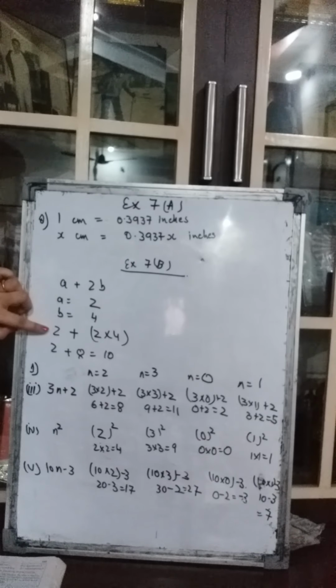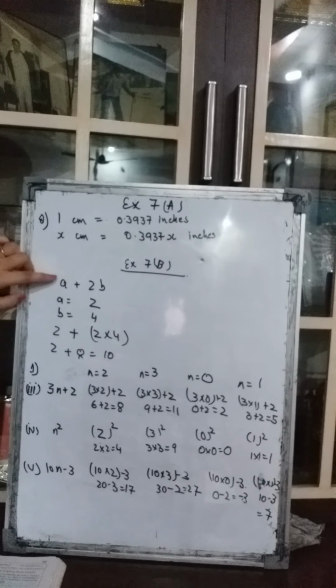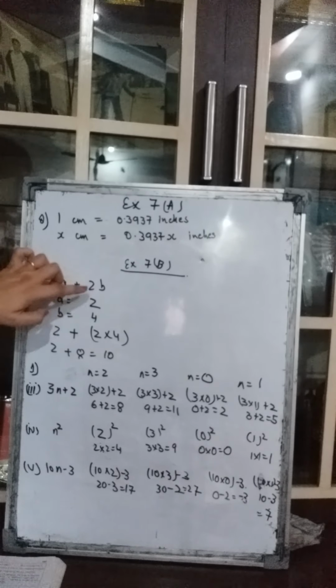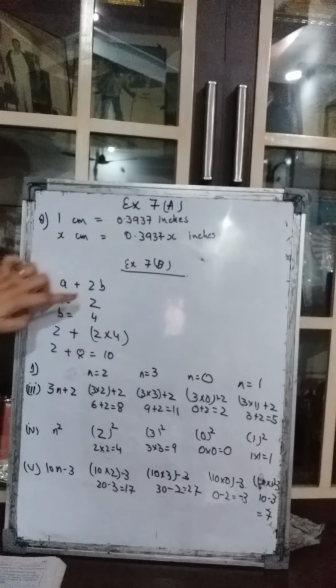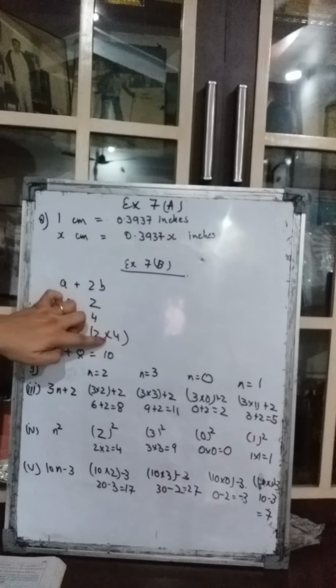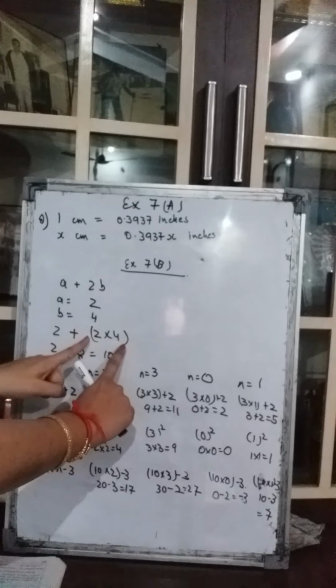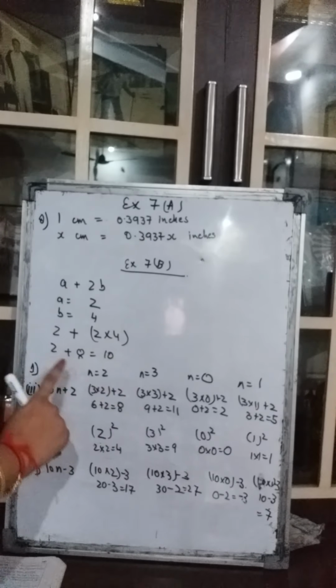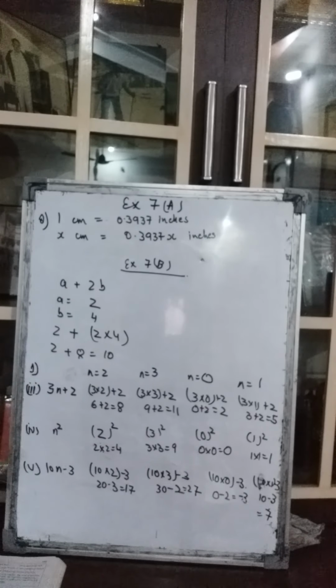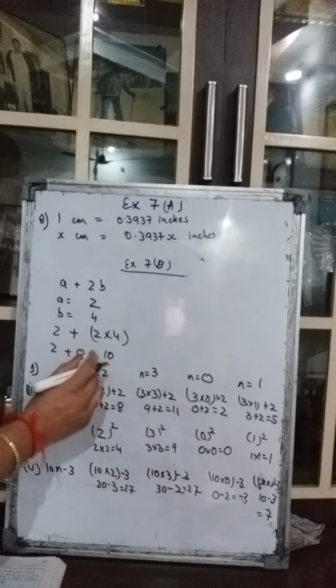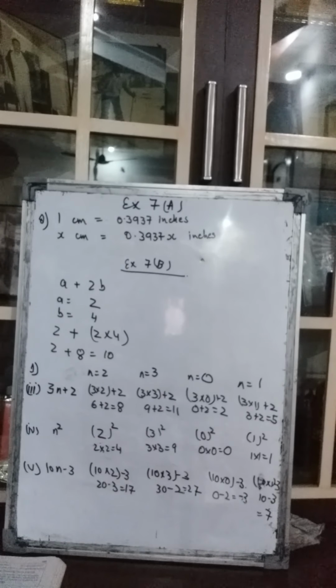So a is equal to 2, so we will write 2 here instead of a, plus 2 multiplied by b. So b is how much? 4. 2 multiplied by 4. We will put it in the bracket because this we have to solve first. So it will be 2 plus 8. 2 4s are 8. So it is equal to 10. So 10 is the answer when the values of a and b, 2 and 4, are given to you.